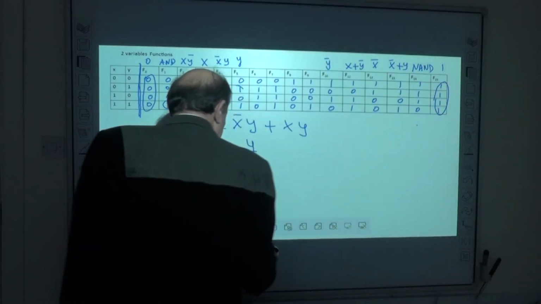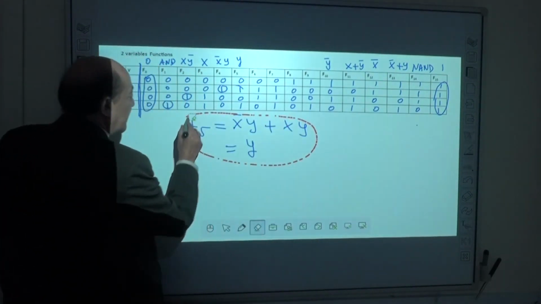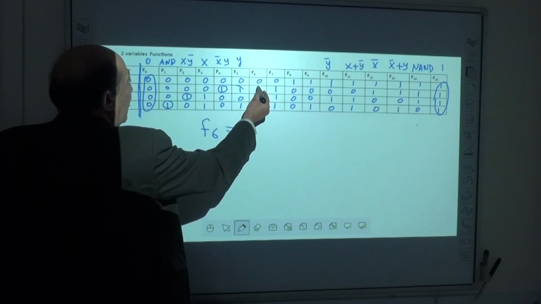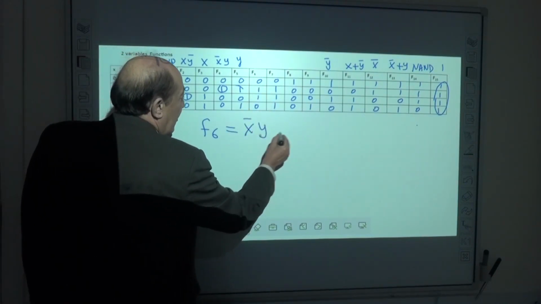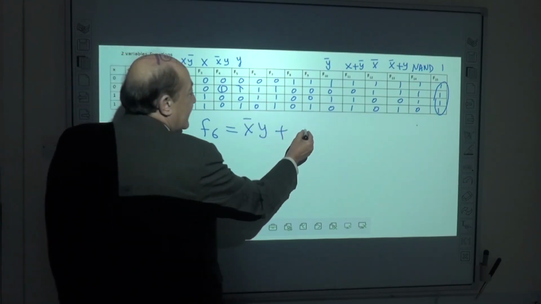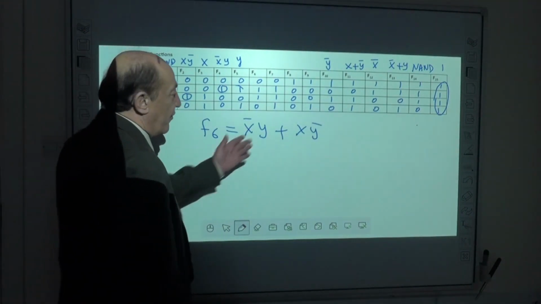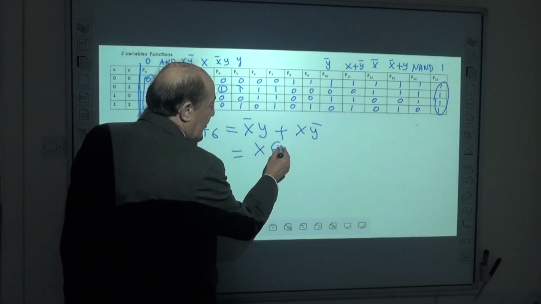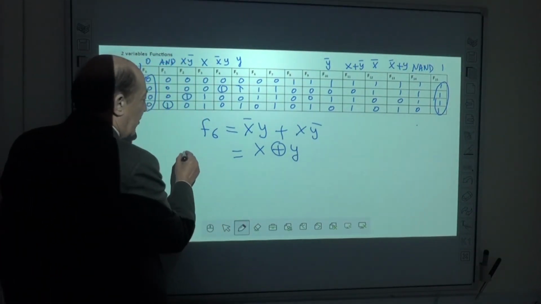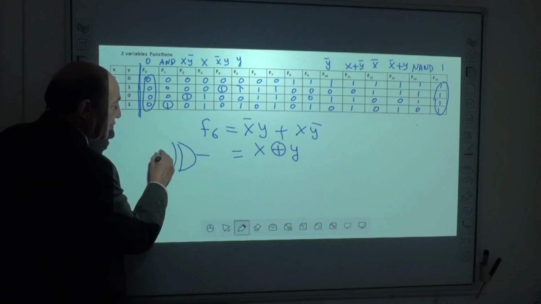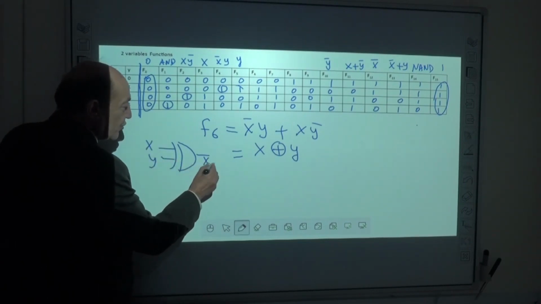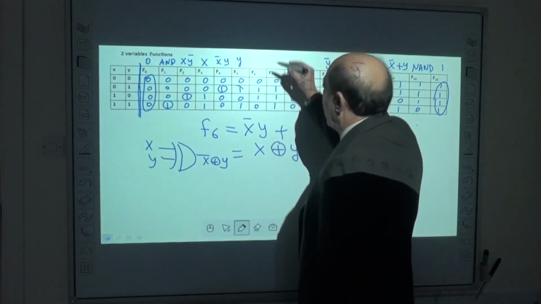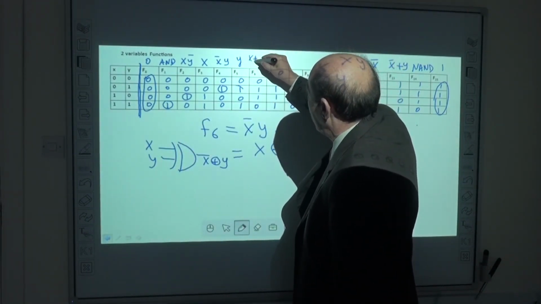f6 equals 1 here on not x y, or here on x not y. We cannot simplify this expression anymore, and you know this function, it is x exclusive or y. And you remember maybe the gate for exclusive or. So f6 is x exclusive or y.